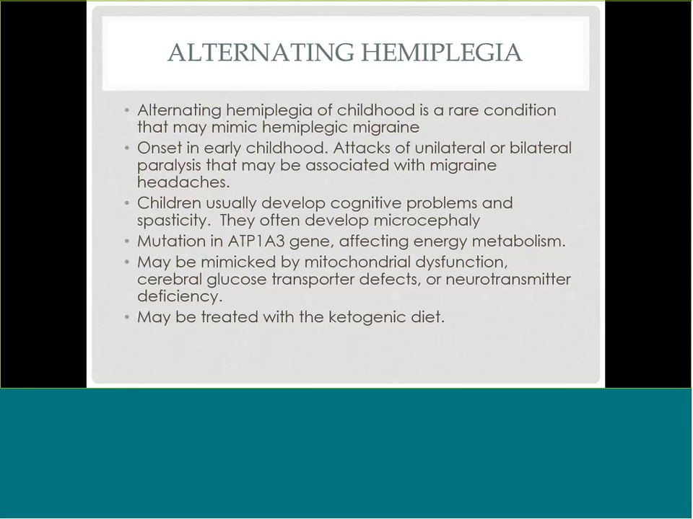Over time, children with this condition develop cognitive and behavioral problems. They may develop microcephaly and spasticity. We now know that these patients often have an abnormality affecting a gene, ATP1A3, critical to energy metabolism. And this condition can be mimicked by other diseases affecting mitochondrial function. This condition, while rare, should be identified because it can be treated with a ketogenic diet.